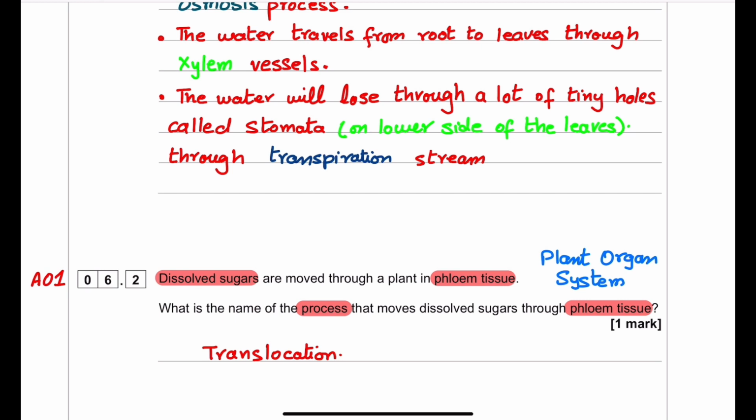It is a one-mark question, and it is a keyword. Student must be careful about the spellings.